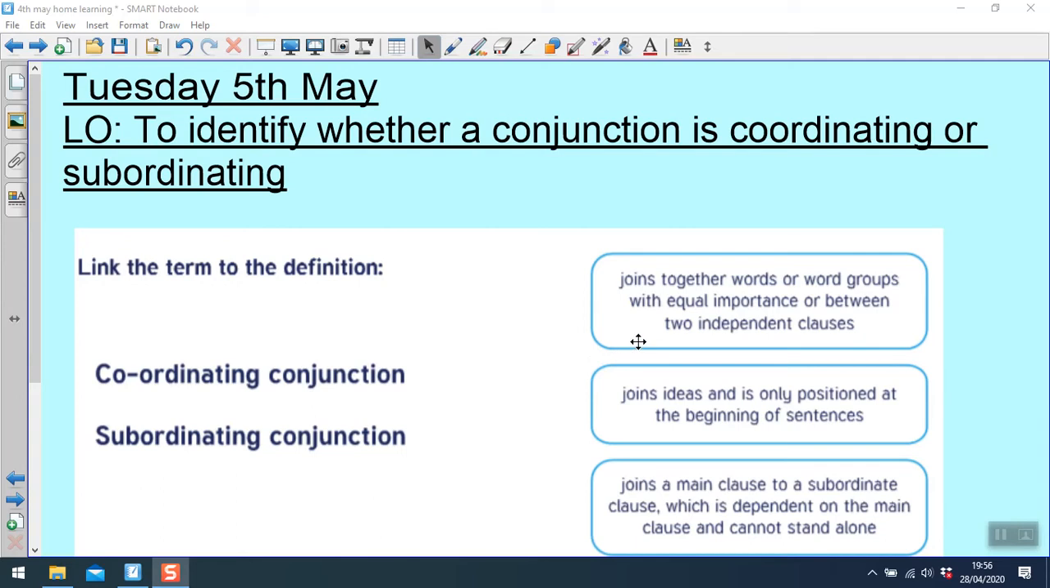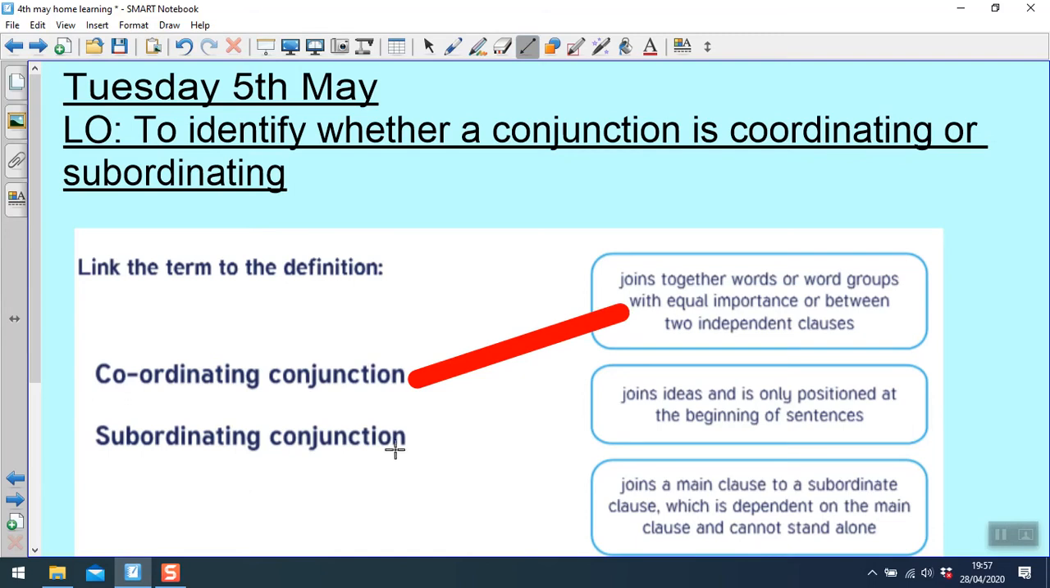Joins together words or word groups with equal importance or between two independent clauses. Another word for independent is main. Joins ideas and is only positioned at the beginning of sentences. Joins a main clause to a subordinate clause which is dependent on the main clause and cannot stand alone. So what goes between two main clauses that have equal importance? One isn't more important than the other. They don't need each other to make sense. That is a coordinating conjunction.